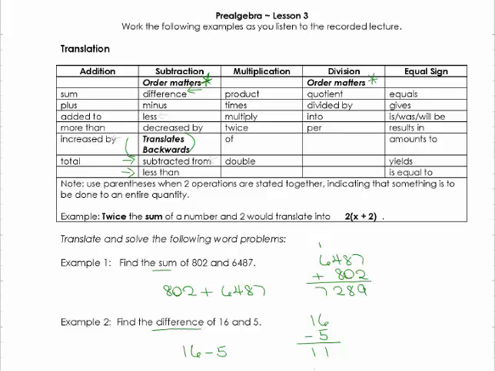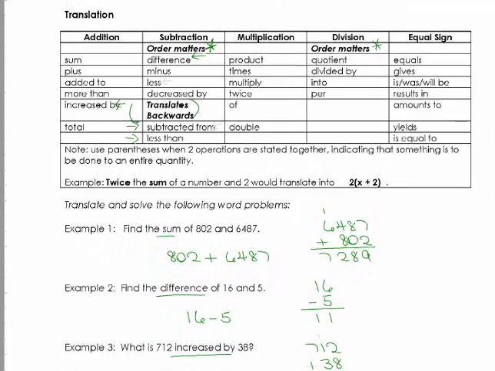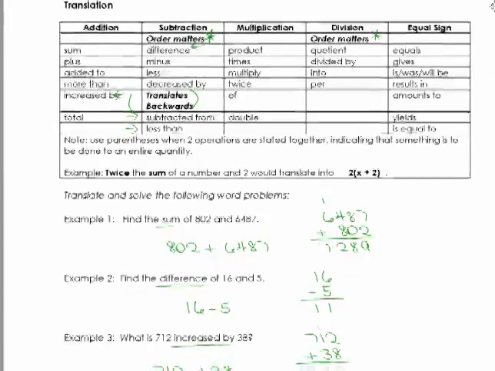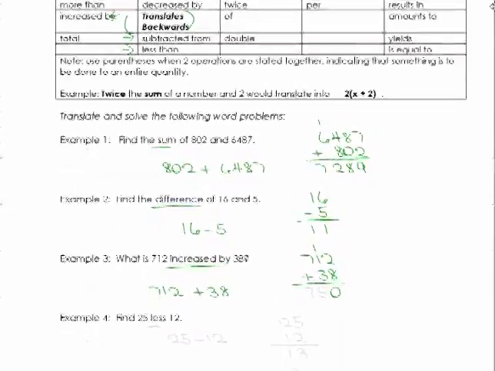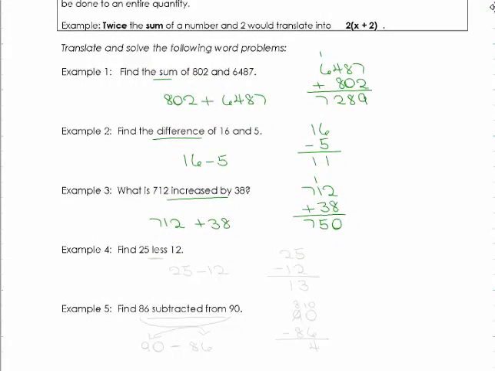Example number 3 says, what is 712 increased by 38? Increased by is our key phrase. If we look at our chart, we'll see increased by is under the addition column. So we would say 712 plus 38. Once again, line it up vertically to do your work. Add the one place value first. 8 plus 2 is 10. Carry your 1. 1 plus 1 is 2, plus 3 is 5. And we bring down our 7. 750 is our answer.